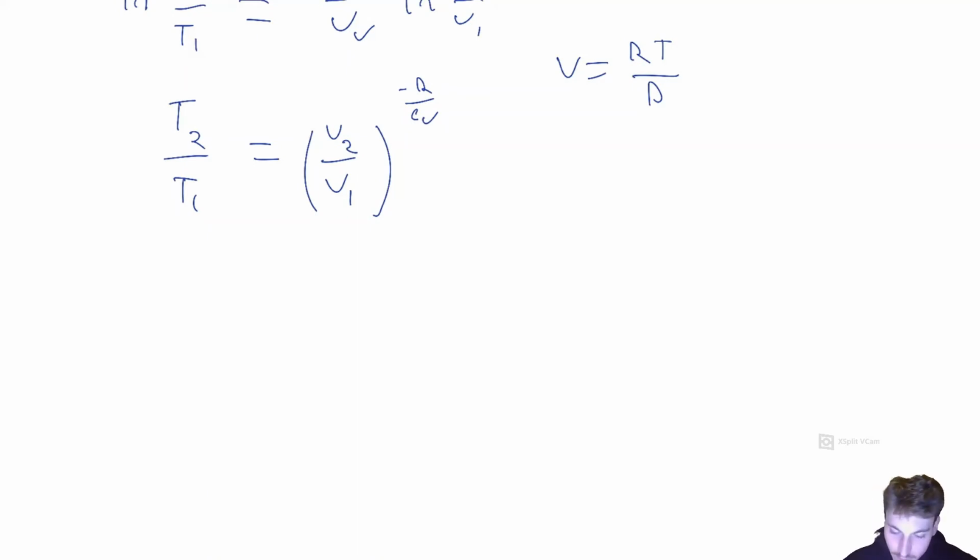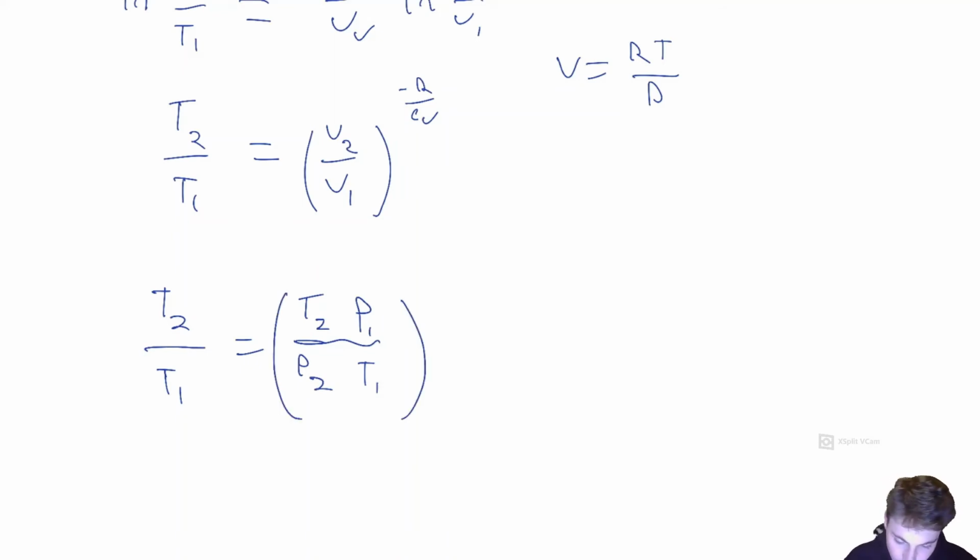Okay, so if we bring this back down here, so temperature 2 over temperature 1, and if we get rid of the volumes and plug in the gas constant and then the temperature over the pressure, we can plug those in for volume 2 and volume 1. The R's will cancel out, so then it'll end up being the T2 over pressure 2, multiplied with P1 over temperature 1, and then that's to the negative R over the specific heat.